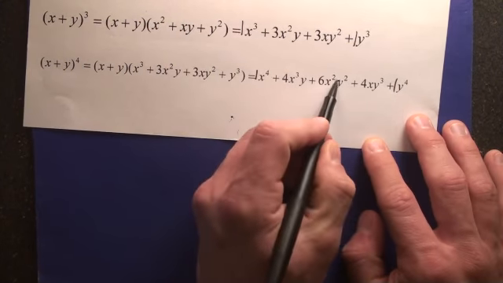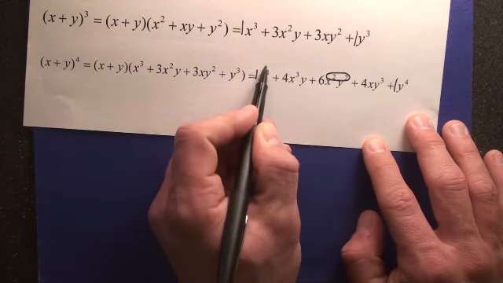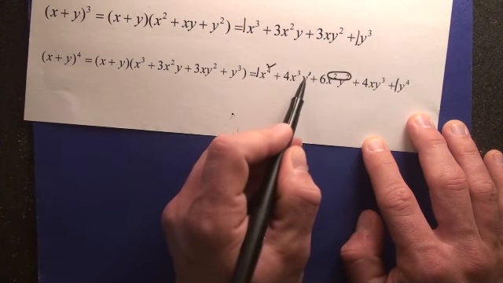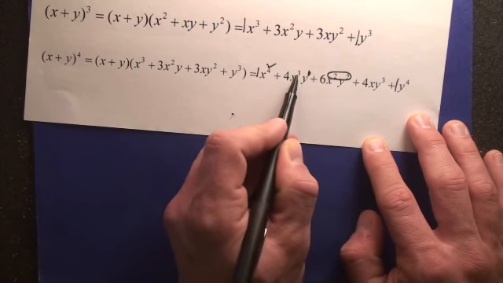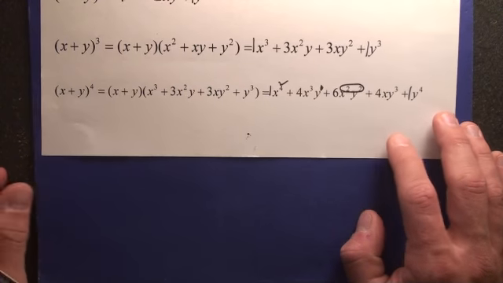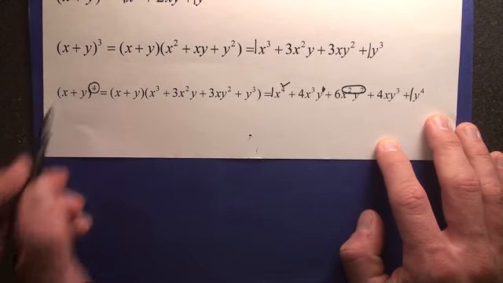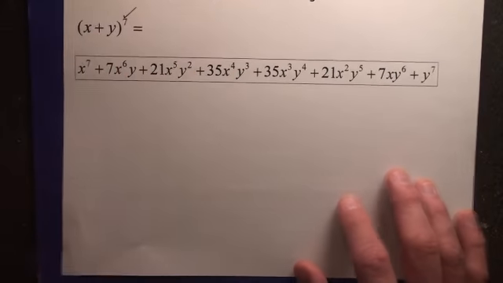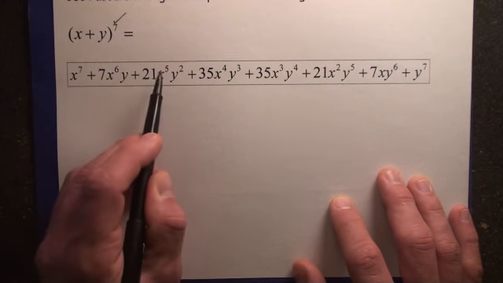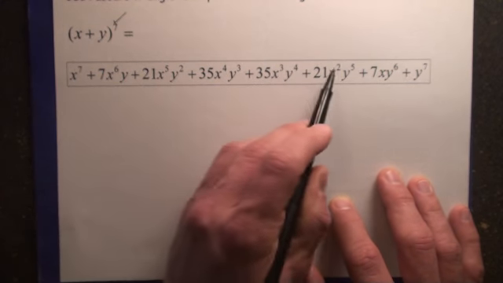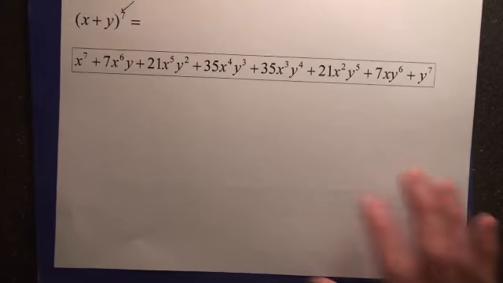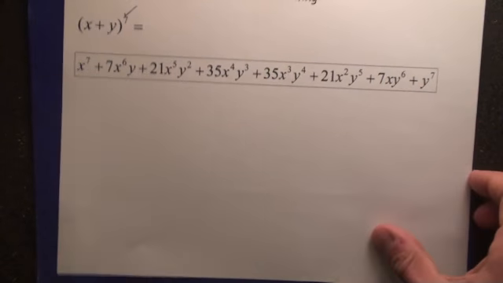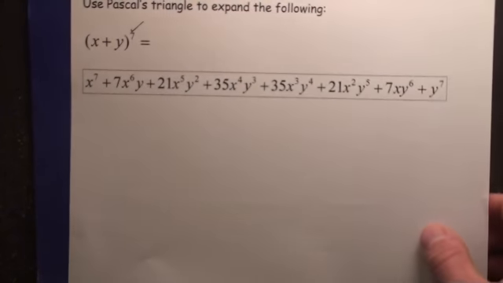Notice here, 2 plus 2 is 4th power. Notice here, 3 plus 1, because that's y to the 1st, right? 3 plus 1 is 4. So you're always going to get your 4th power. Therefore, we will always get our 7th power here. 7th, 6 plus 1, 5 plus 2, 4 plus 3, 3 plus 4, 2 plus 5, 1 plus 6. Bam, 7.